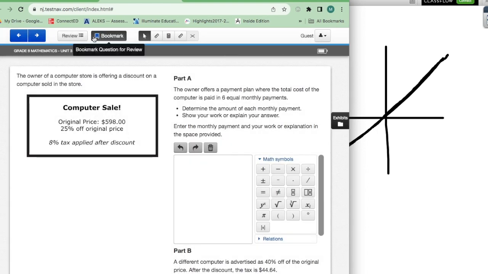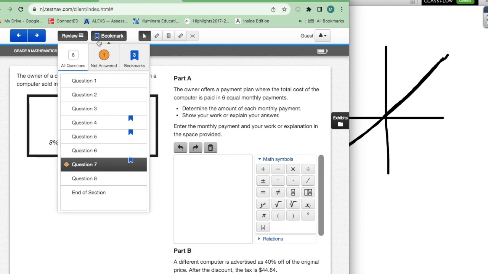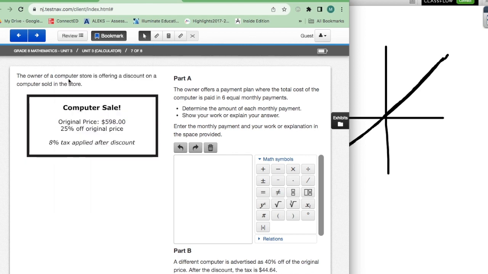Now number 7, this was the last one. So when I click review, yeah, this was the last one that we did not do. The owner of a company's computer store is offering a discount on a computer sold in the store. The original price, $598, 25% off, and 8% tax after the discount. The owner offers a payment plan where the total cost of the computer is paid in 6 equal monthly payments. Determine the amount of each monthly payment. Show your work or explain. Enter the monthly payment and your work or explanation. Okay, so it says and your work or the explanation. So I'm always going to choose the side of I'm going to show my work.